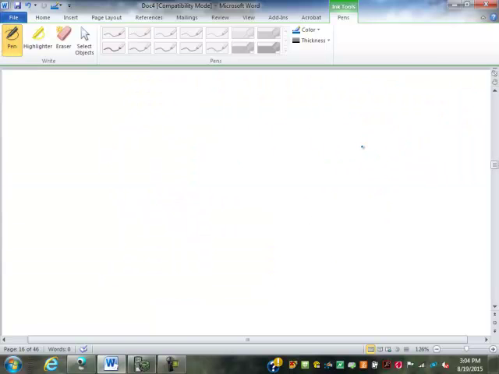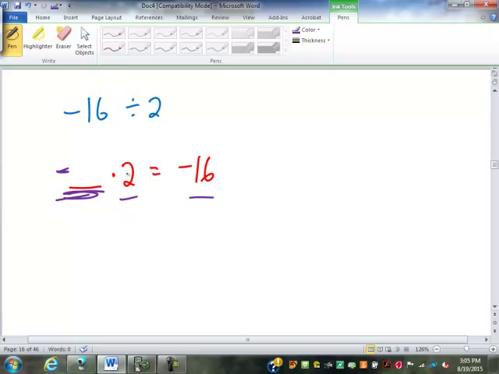Now for division, remember division is defined to be the reverse of multiplication. So if I have negative 16 divided by 2, what that is actually asking me is what number times 2 equals a negative 16? Well, first of all, does this have to be positive or negative? It has to be a negative, because a negative times a positive equals a negative. What number times 2 is 16? 8. So that has to be a negative 8. So negative 16 divided by 2 has to be a negative 8.